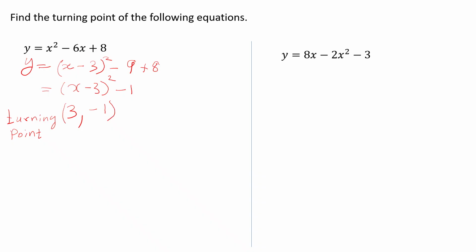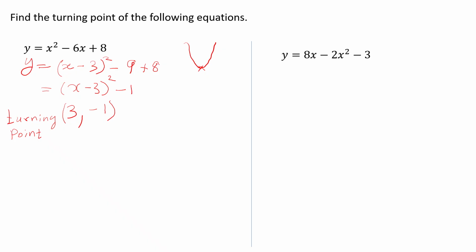In this graph, x squared is positive, so the turning point is a minimum point. The graph is this shape. The turning point is a minimum.